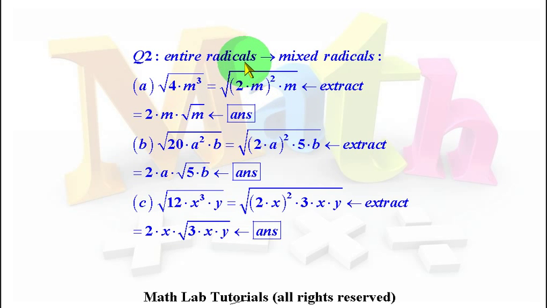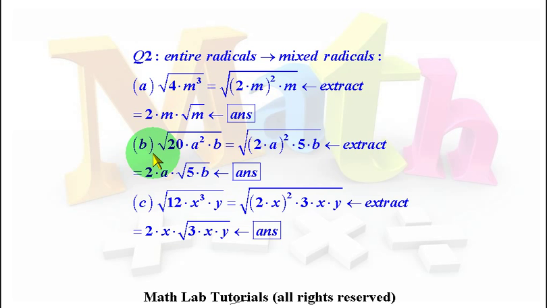So it's time to extract from the square root and bring the good guy outside the jail. So all you do is copy paste the inside of the brackets, put it outside the jail. What's left over is the m. And this is the mixed radical. Again, this was the entire radical, and this is the mixed radical, and we're done.